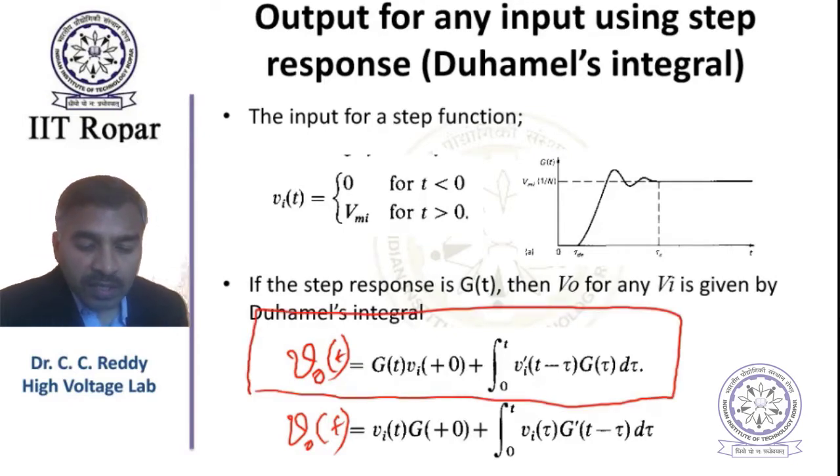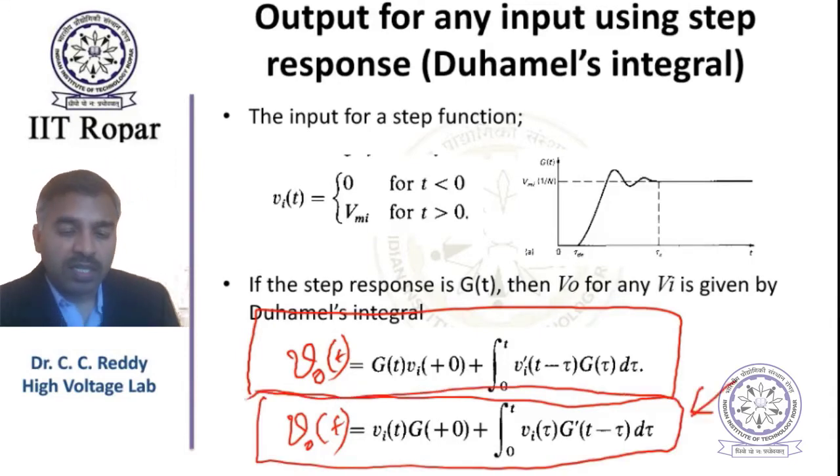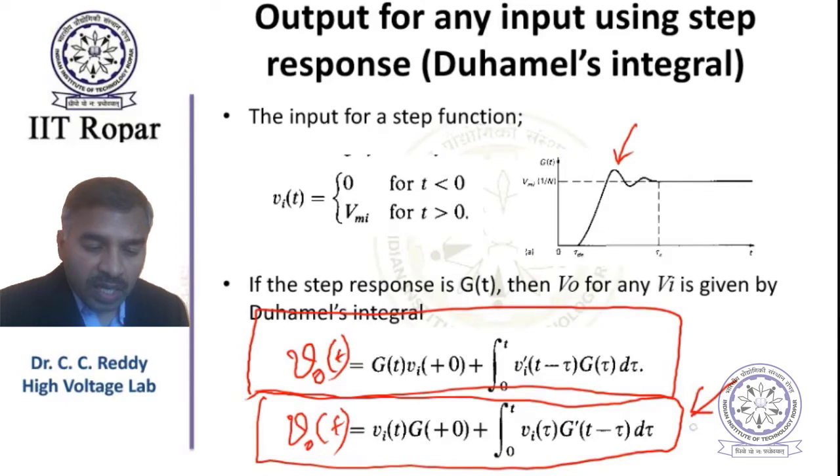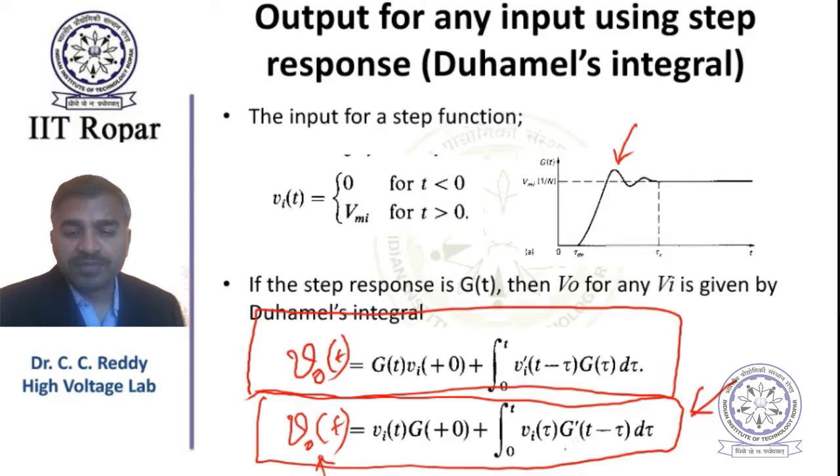Or this integral. Now we will use the latter, this one, to study how the impulse response will be. Now, this is about the step response, and this is the measured step response, say. Using the step response, we can estimate the output voltage for any given input voltage.